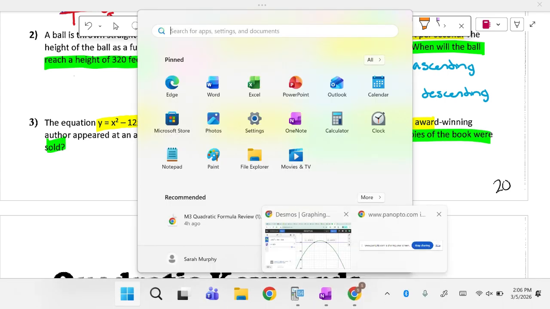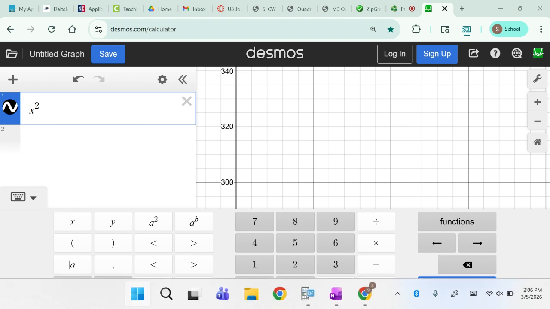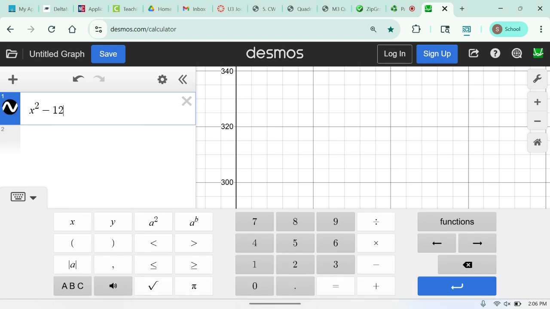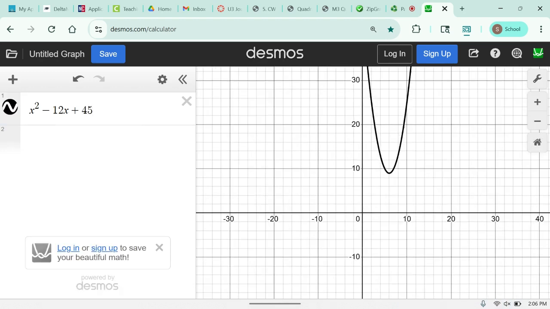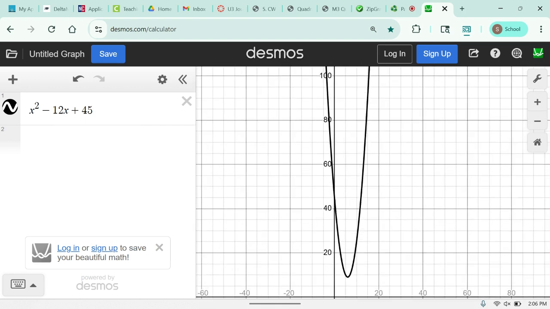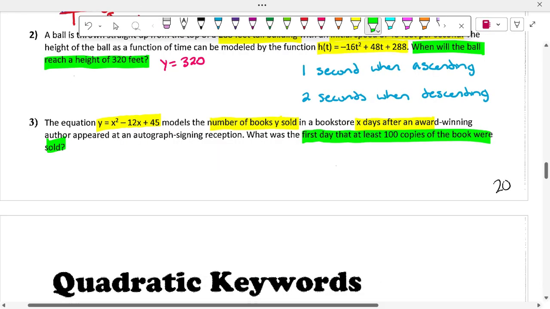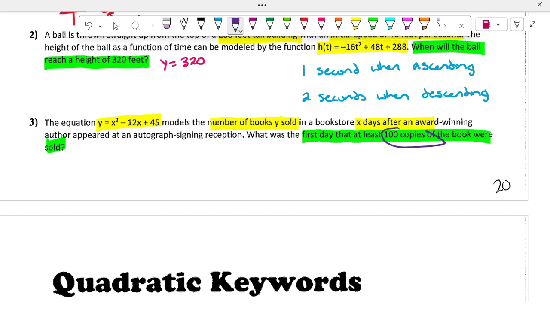So first things first, we're going to graph the function. So I have x squared minus 12x plus 45. All right, I'm going to hit home just so I can zoom it out a little bit more. That's what it looks like. Now, it's obviously not projectile motion, but what's a good strategy that I can use to figure out the first day that I hit 100 copies? Y equals 100. So, 100 copies of the book sold.